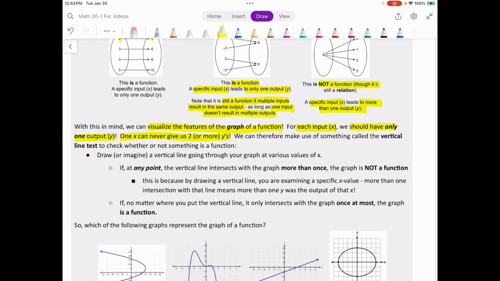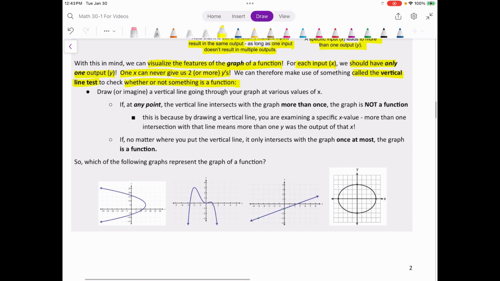So that's why we can use something called a vertical line test to check. It's basically what it sounds like. It's a test to see if something is a function or not. And it's a very, very simple test. Here's what we're going to do. You can actually draw it, or you can even just picture it, right? Draw or imagine a vertical line going through your graph at various values of x. And if there is any single x value where the vertical line intersects with our graph more than once, then that graph is not the graph of a function. It can't be, okay?